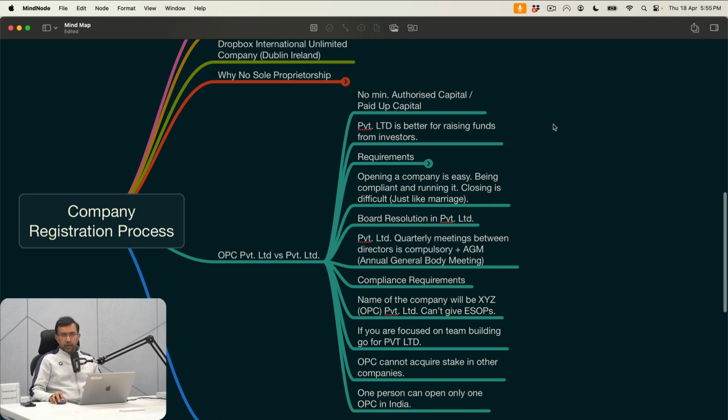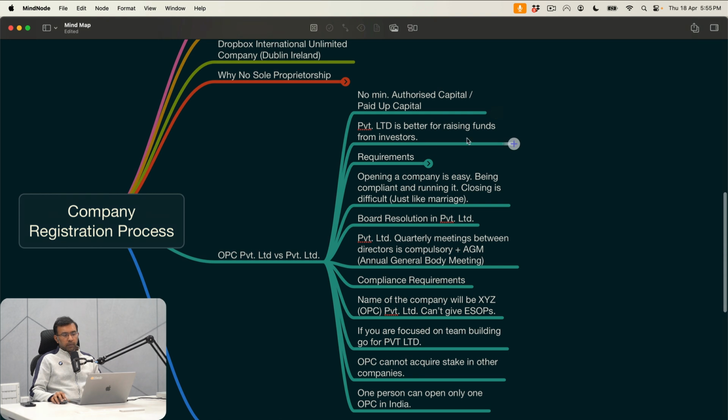But for OPC private limited, you have only one director and there is no additional director, right? There might be some people who are like, hey, I don't want any other person involved in my company. I'm not building a team. I'm just doing consulting or something like that. And I want limited liability for it. And I want the company to have its separate legal entity. Then they will probably go ahead and do an OPC private limited.